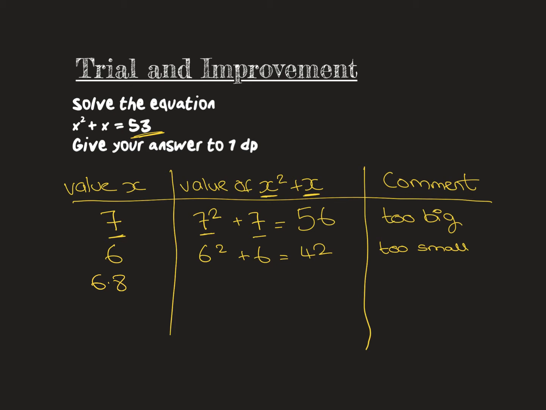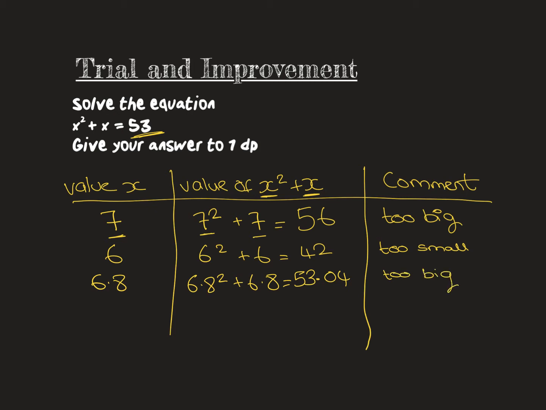Because 53, well, it's only 3 away from 56. So I'm going to go 6.8. So I'm going to do 6.8 squared plus 6.8 equals. So calculator, 6.8 squared plus 6.8 equals 53.04. So this is very close. It is still slightly too big.